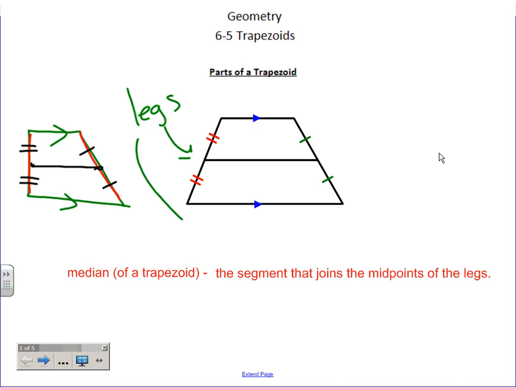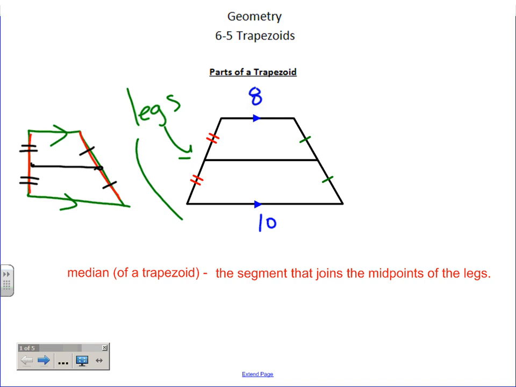Anybody know something about the median that you'd like to share? There's something very important about the median here. I'm not talking about the length of the median. That is actually something that you can find. How would the median relate to the two bases? Yeah, it's kind of the median of both of them. For example, if I told you this was 8 and this was 10, well, obviously that one in the middle has got to be bigger than 8, right? And it's got to be less than 10.